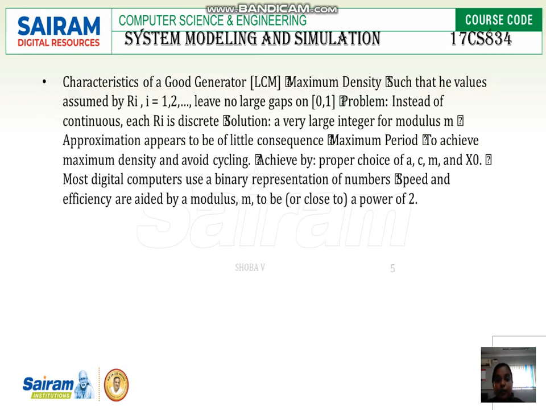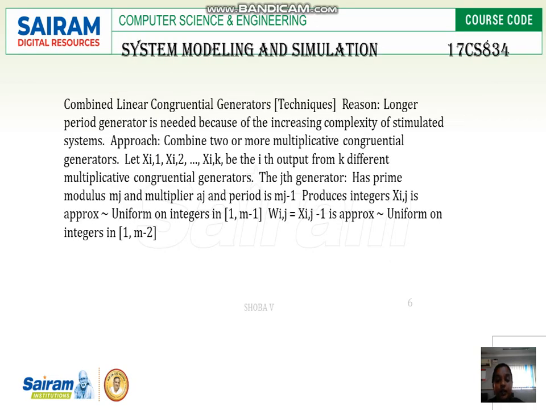The characteristics of a good generator: there is maximum density, so we find the possible values first, and there are no large gaps. The main problem is that instead of continuous, each array is discrete, and we want a very large integer for the modulus. Approximation appears to be of little consequence. We need to find the possible values and apply them in that formula. Now we'll see the combined linear congruential generators.